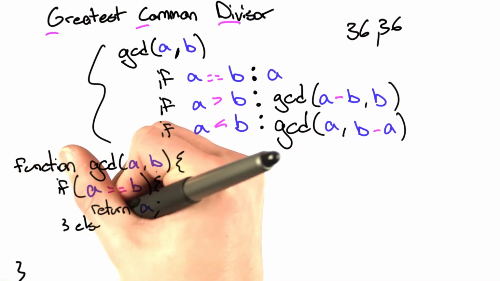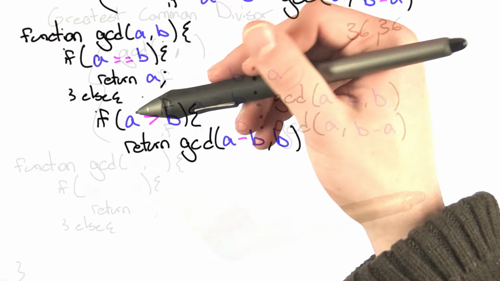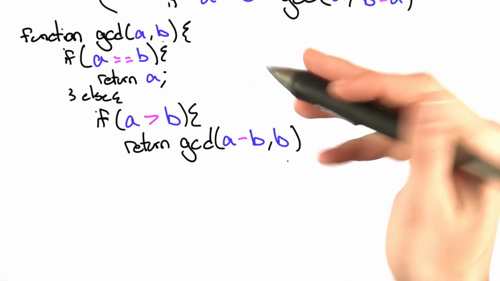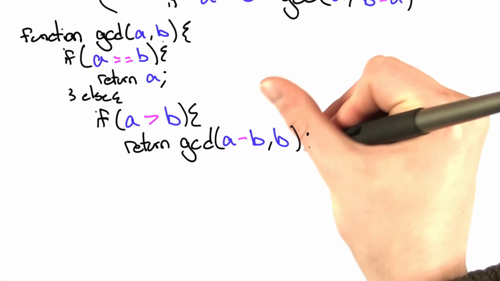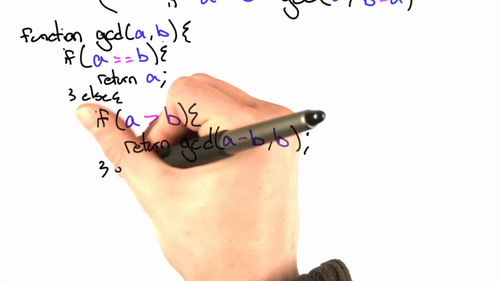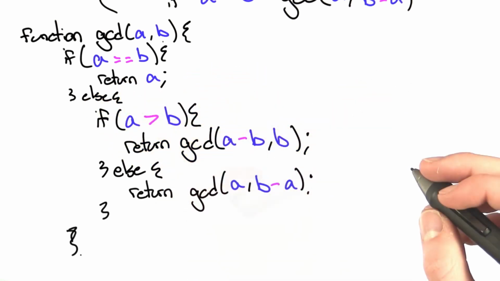Otherwise, else, if a is greater than b, we're going to do the GCD of a minus b and b. Always add your semicolon, finish your brace. We have one last case, so another else, and we're done.